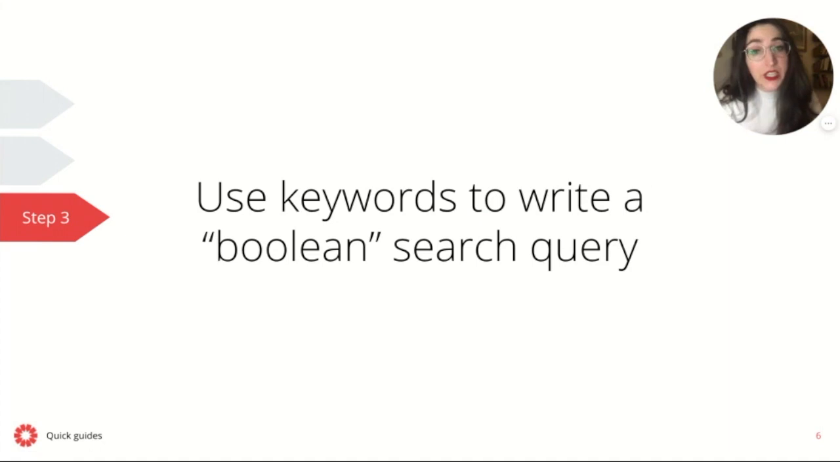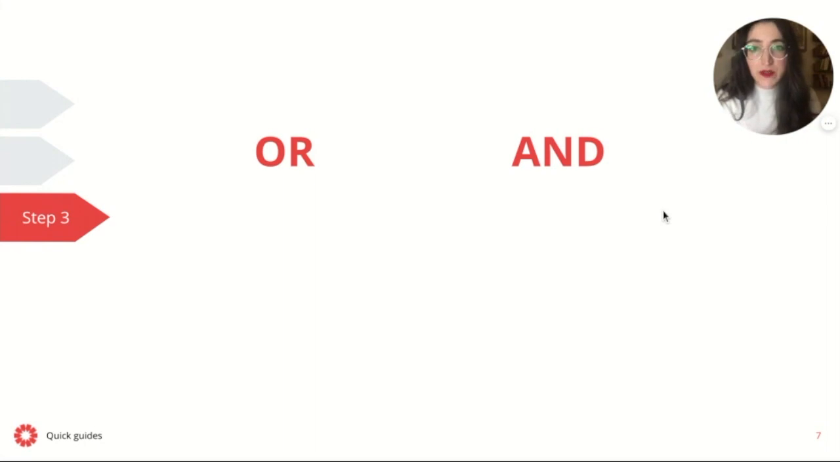Step 3. We're going to use these keywords to write what's called a Boolean search query. Now, this is the part that gets a little advanced, so remember that you can always pause and rewind. A Boolean query is really just a fancy name for a type of search that allows us to find really specific things on Twitter and other platforms, and we write them using OR and AND in capital letters.